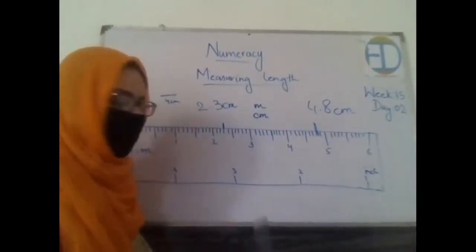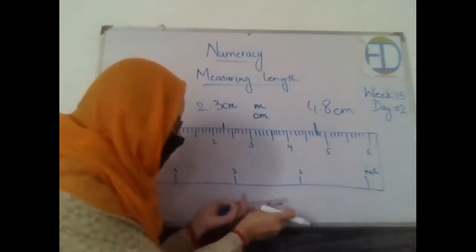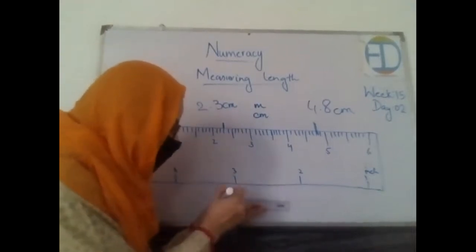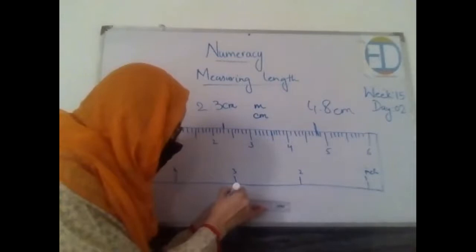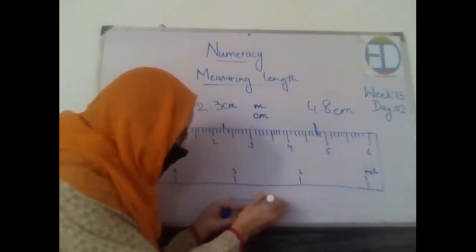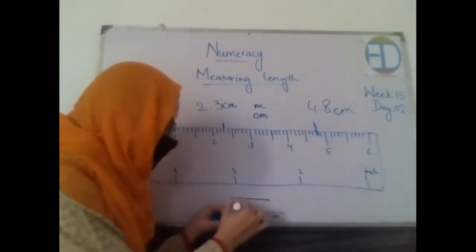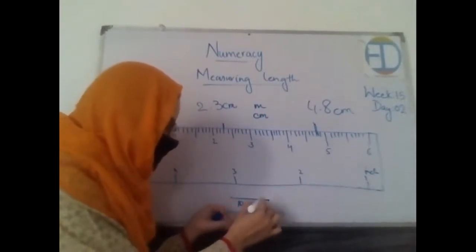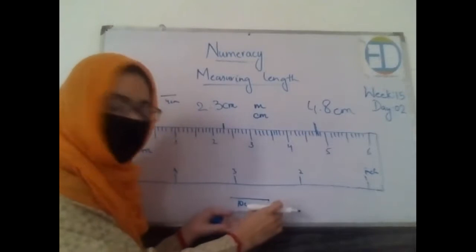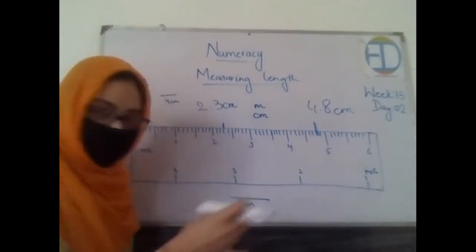Similarly, if somebody asks me to please draw a line of 10 centimeter, I'll put it again like this. One dot at 0, one dot at 10. Now join both of them. Now this particular line is 10 centimeter long. This is how we draw the lines as well, right?